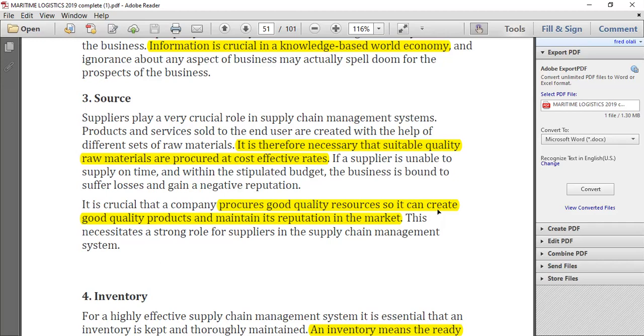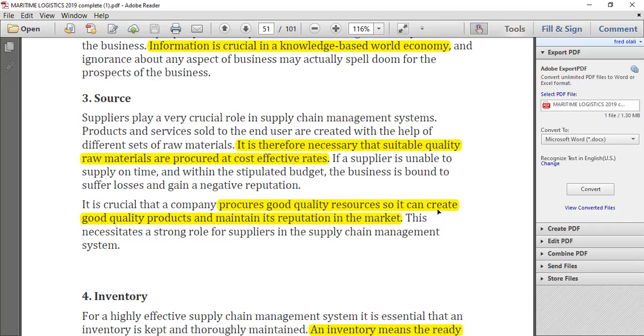If a supplier is unable to supply on time and within the stipulated budget, then the business is bound to suffer losses and gain a negative reputation. This is why we talk about JIT, that is the just-in-time concept, to mean bring it when it is needed, not too early, not too late.